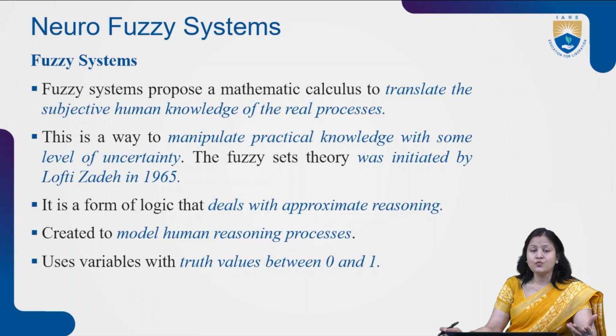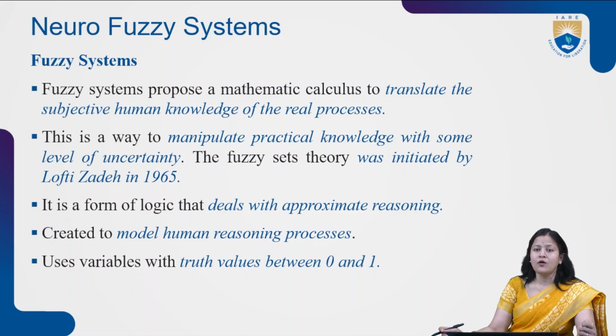Let me introduce once again. So fuzzy system proposes a mathematical calculus to translate the subjective human knowledge of the real processes. So this is a way to manipulate the practical knowledge with some level of uncertainty. This set theory was initiated by the mathematician and computer scientist Lotfi Zadeh in 1965. It is a form of logic that deals with approximate reasoning.